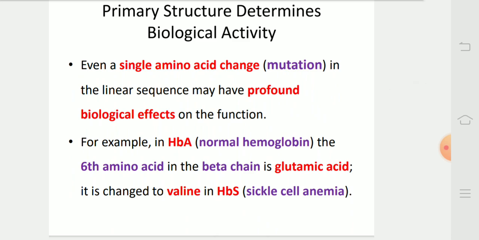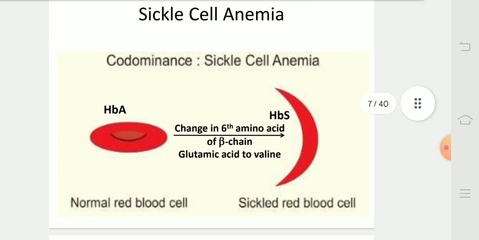Even a single amino acid change, that is mutation, in the linear sequence may have profound biological effects on the function. For example, in hemoglobin A, which is a normal hemoglobin, the sixth amino acid in the beta chain is glutamic acid. It is changed to valine in hemoglobin S, that is sickle cell anemia. In this diagram, we can see that HbS is formed from HbA due to the change in sixth amino acid of beta chain, that is from glutamic acid to valine.